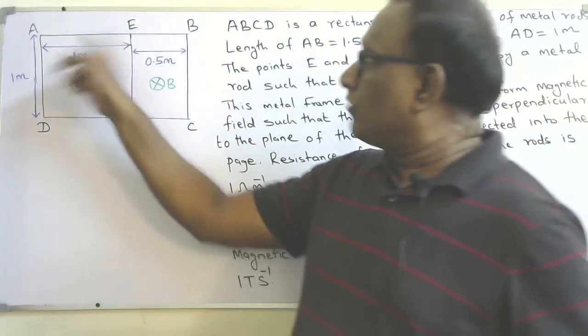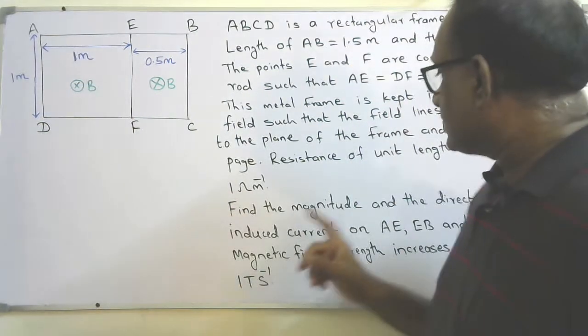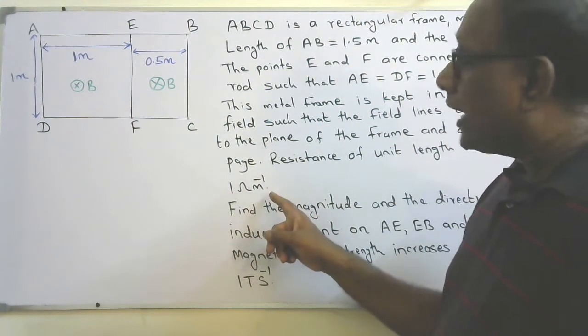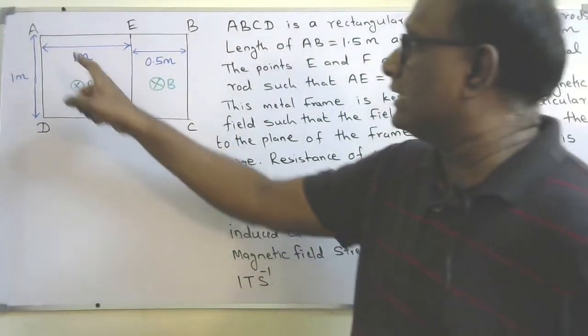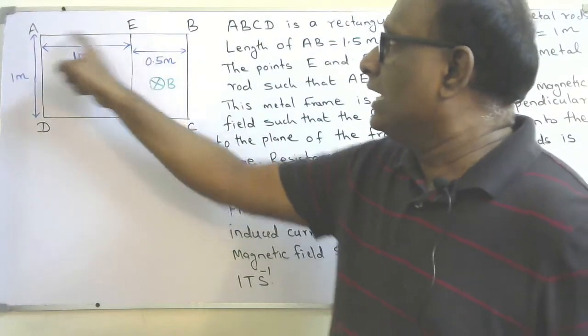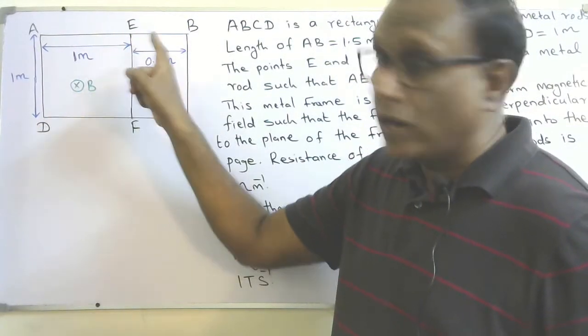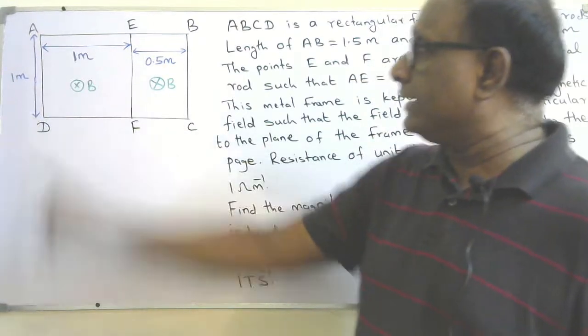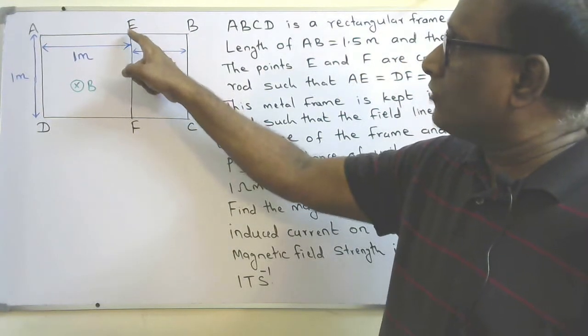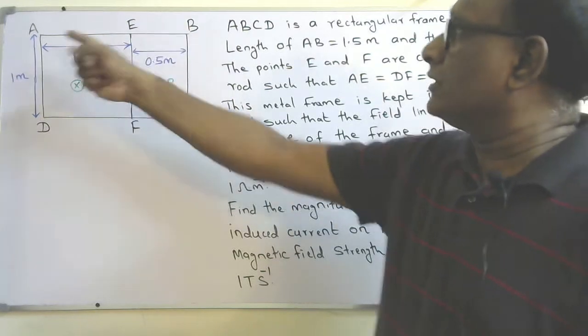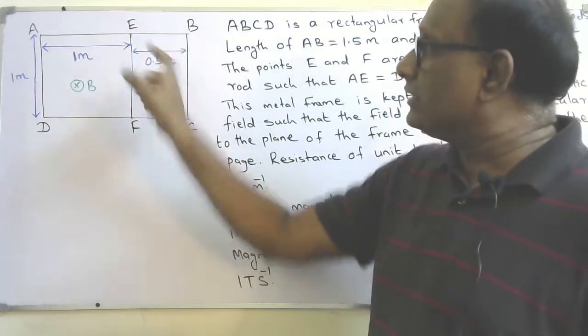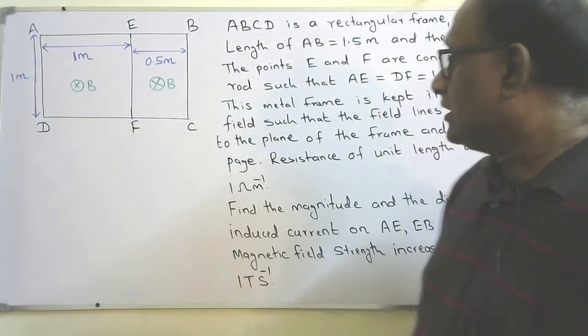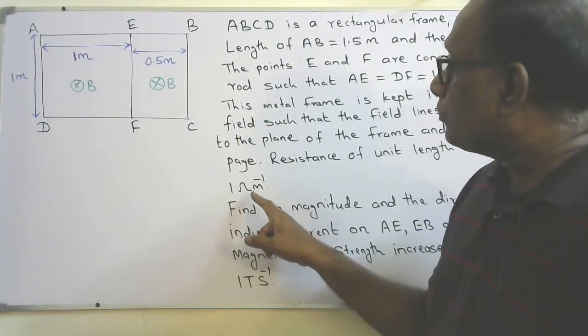The resistance of the wire is given: resistance per unit length is 1 ohm per meter. That means the length AE of 1 meter has a resistance of 1 ohm. The resistance of AD is also 1 ohm because that is 1 meter length. But for EB, the length is 0.5 meter, so its resistance will be 0.5 ohms.